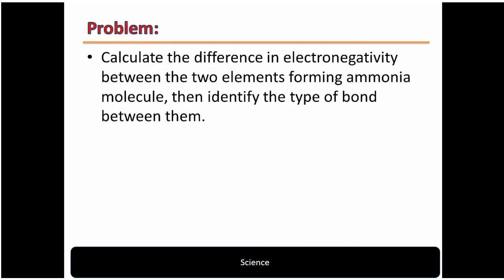Problem: calculate the difference in electronegativity between the two elements forming the ammonia molecule. Then identify the type of bond between them.